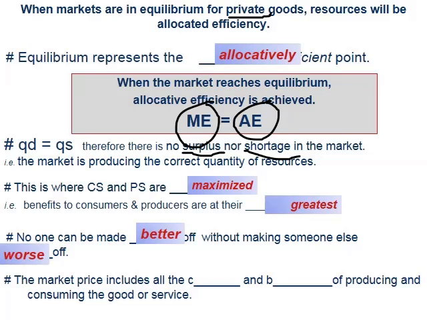And the last one also could be a way of defining market equilibrium, where the market price includes all the costs and all the benefits of producing and consuming the good or service. And this again we will revisit in section B. So once completed, you'll have a better understanding of what this last definition means, and of course you'll be able to apply it then.